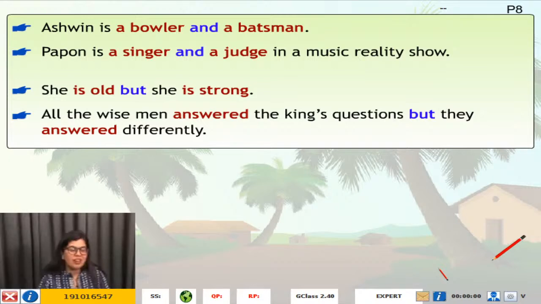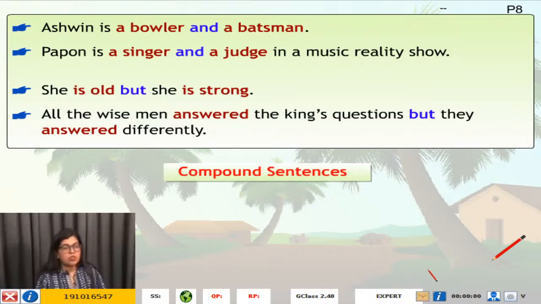Okay, so these are some sentences which show us how we can join two sentences into one single sentence with the help of a conjunction. These types of sentences are known as compound sentences. We had earlier learned about simple sentences, and now we have learned about compound sentences. I hope all of you are clear with this.